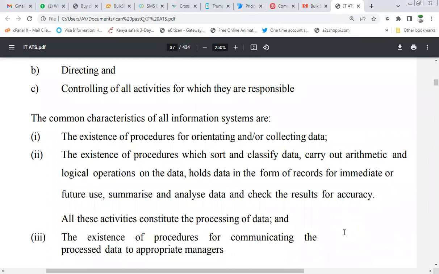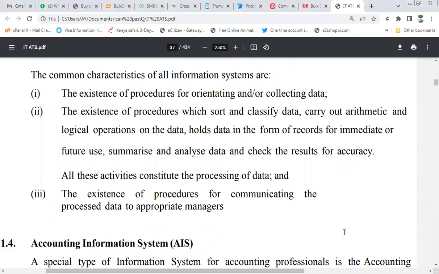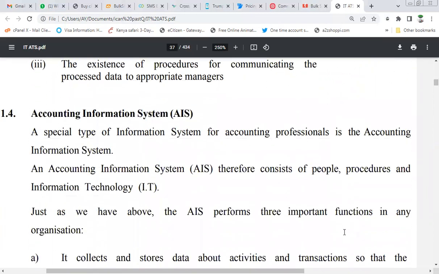The common characteristics of all information systems, you can read that, the existence of producers for them, just read that. So let's go to accounting information system. What is an accounting information system?